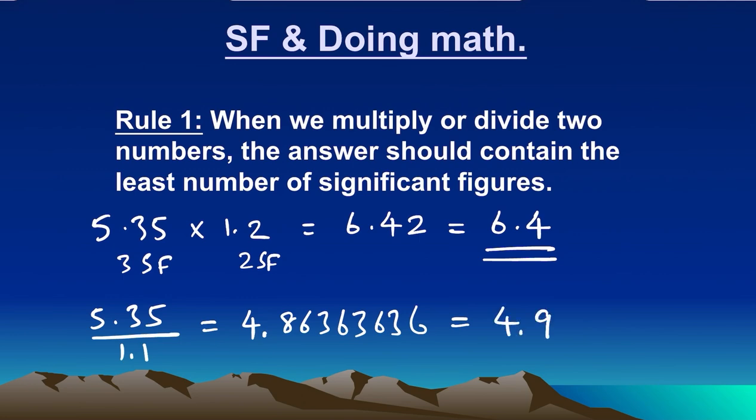4.9. Why? Because again the numerator 5.35 has three significant figures. The denominator 1.1 has two significant figures. We can only keep 2 in the final answer. But if you look at the answer 4.8, after that we have a 6. So you round the last digit to 4.9. So that will be the right answer. So these two examples are explaining rule number 1.